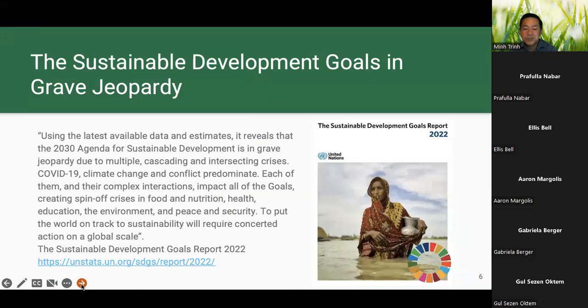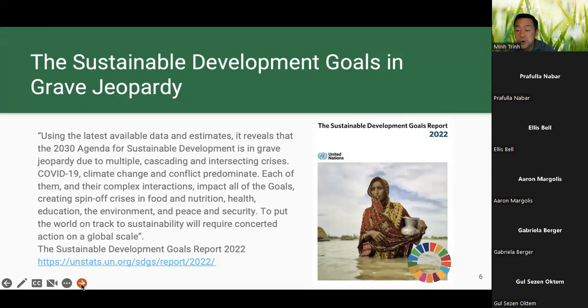If I read this, it is a quote from one of the UN officials. Using the latest available data and estimates, it reveals that the 2030 agenda for sustainable development is in grave jeopardy due to multiple cascading and intersecting crises. COVID-19, climate change, and conflict predominate. Each of them and their complex interactions impact all of the goals, creating spin-off crises in food and nutrition, health, education, the environment, and peace and security. To put the world on track to sustainability will require concerted action on a global scale.